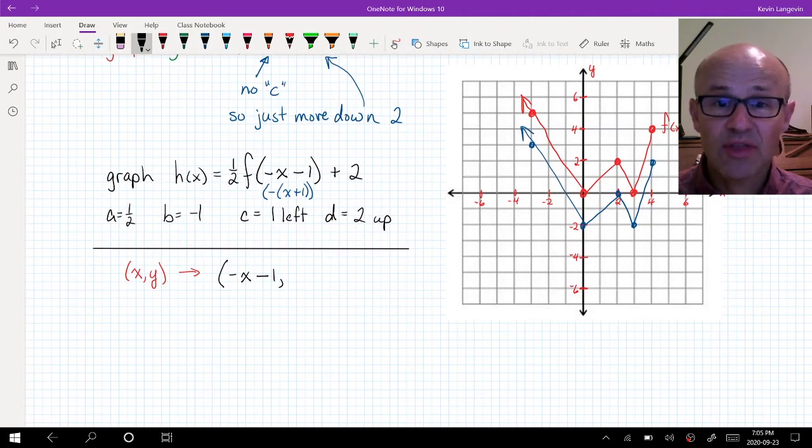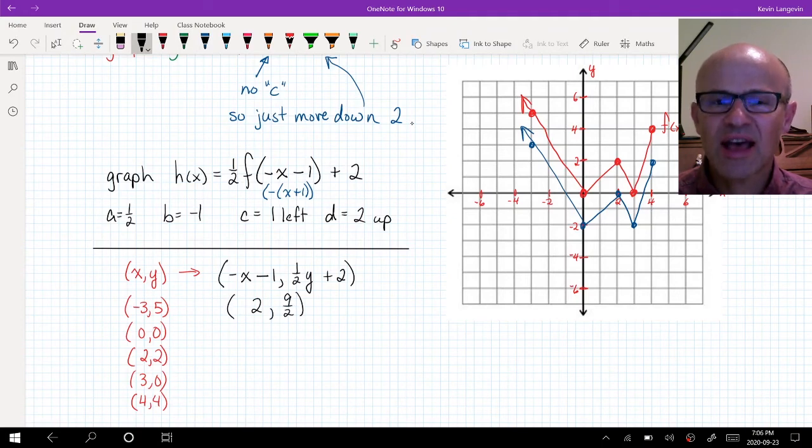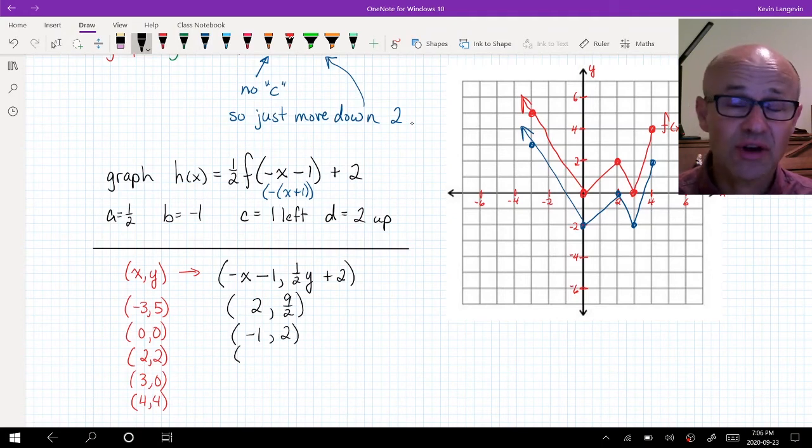Mapping notation then should be, I hope, fairly clear. A negative x minus 1 because of the blue x plus 1. It's got to be opposite. And then the 1/2 y plus 2. What we'll do is we'll apply the mapping notation numbers, take a look at the dots, and then ask ourselves if it actually looks correct.